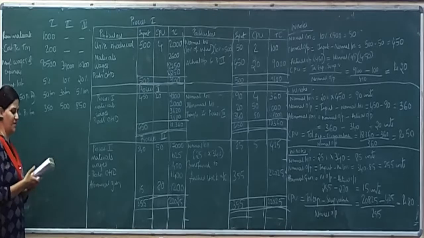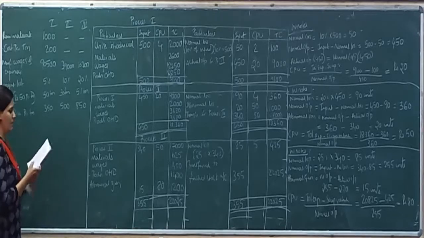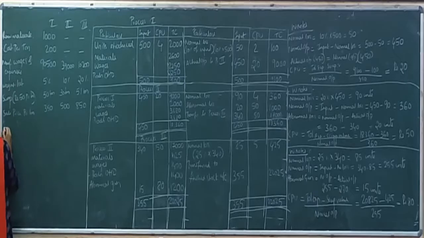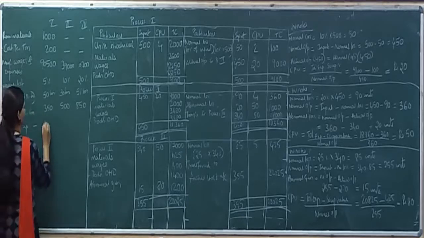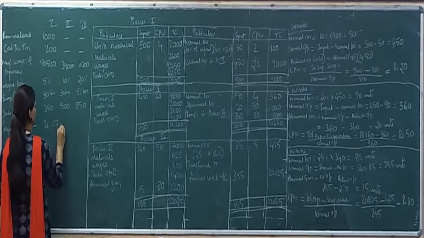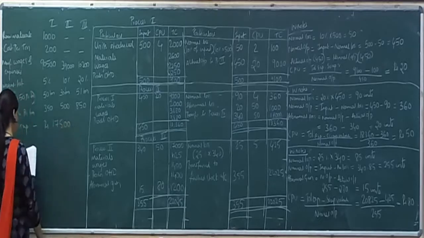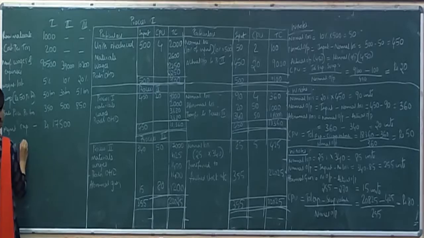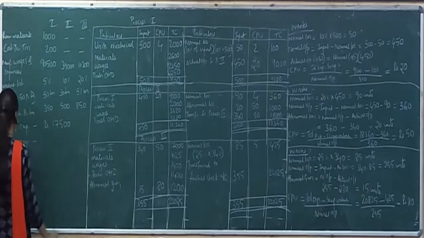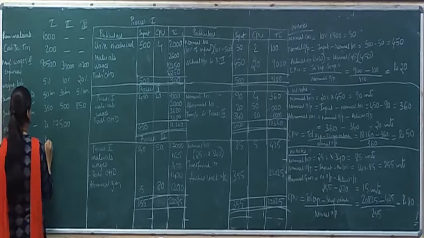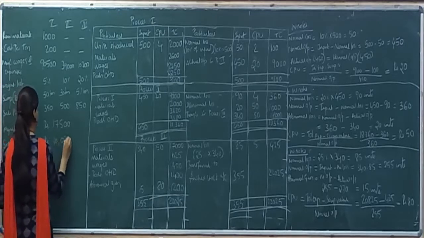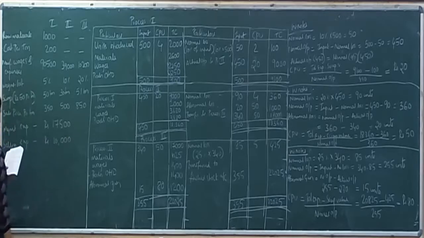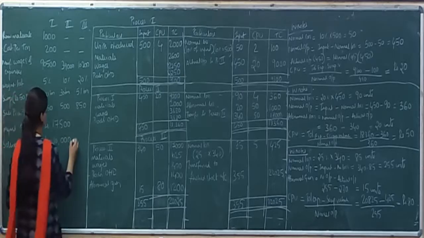The other information they have given in the problem: management expenses were rupees 17,500. Selling expenses were rupees 10,000. It is not allocated.